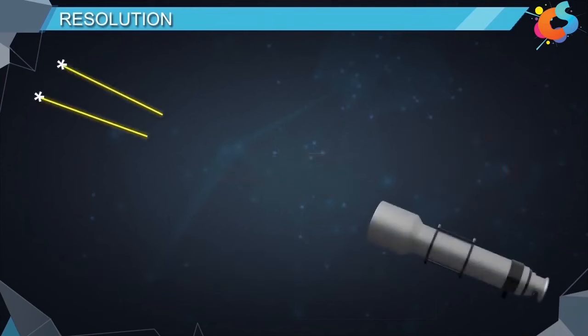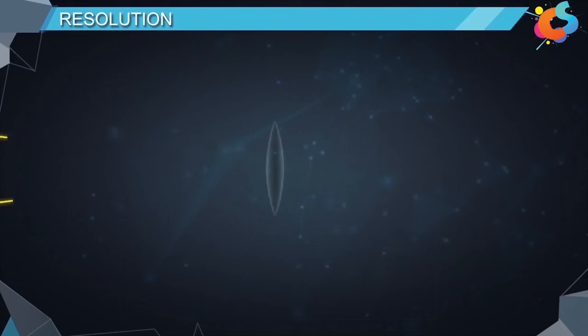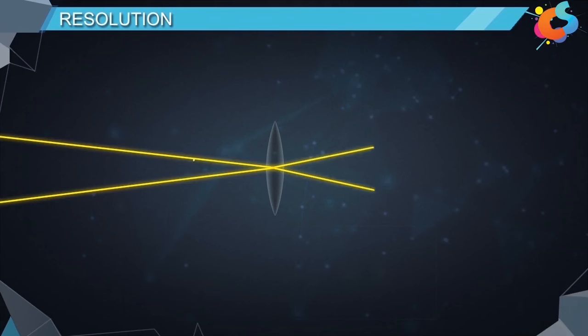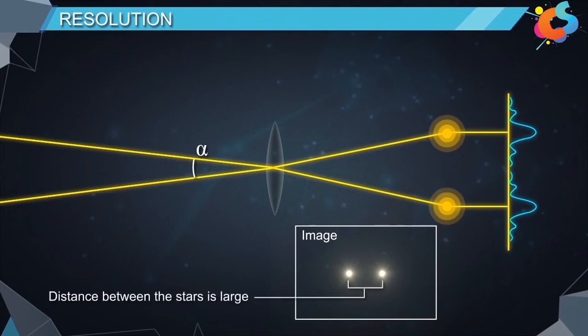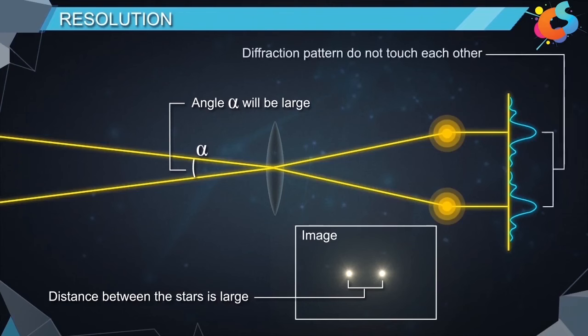Suppose we are observing a nearby star with the help of a telescope. Here, light waves coming from these stars pass through the lens, making an angle alpha at the lens. The rays undergo diffraction and produce image on the screen. Since the distance between the stars is large, angle alpha will be large and diffraction patterns do not touch each other. Hence, the image of the stars can be seen as separate images.